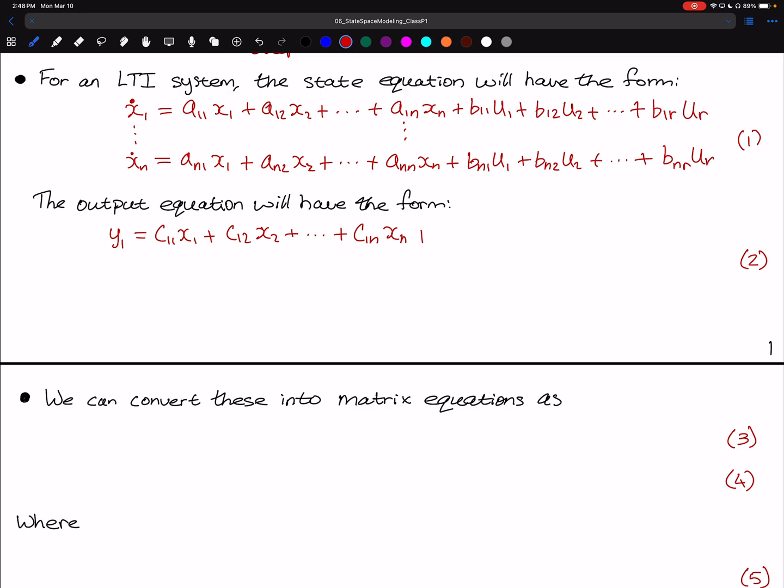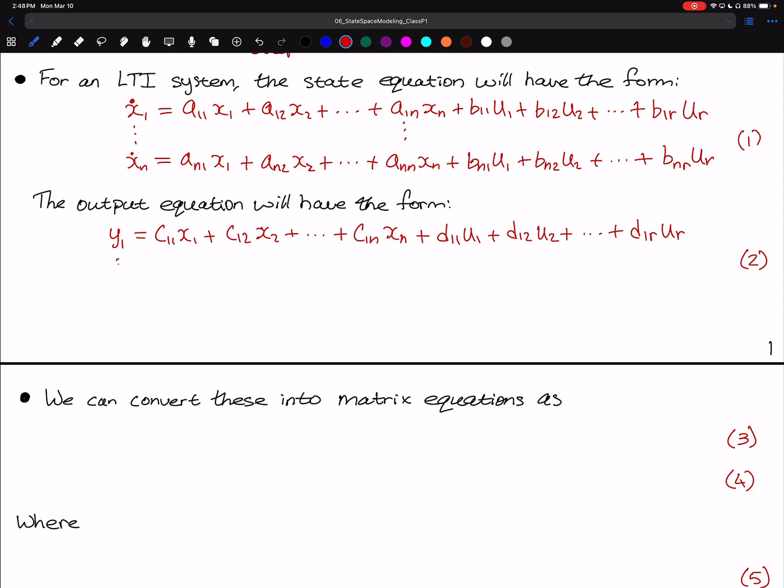And then it can also depend on the inputs, and so we'll get a d11 times u1 plus d12 times u2 plus dot dot dot plus d1r ur. So our output variables can depend on both the state variables and the inputs, or they can at least. The output may also be just a state variable itself, or it may be some combination of them.